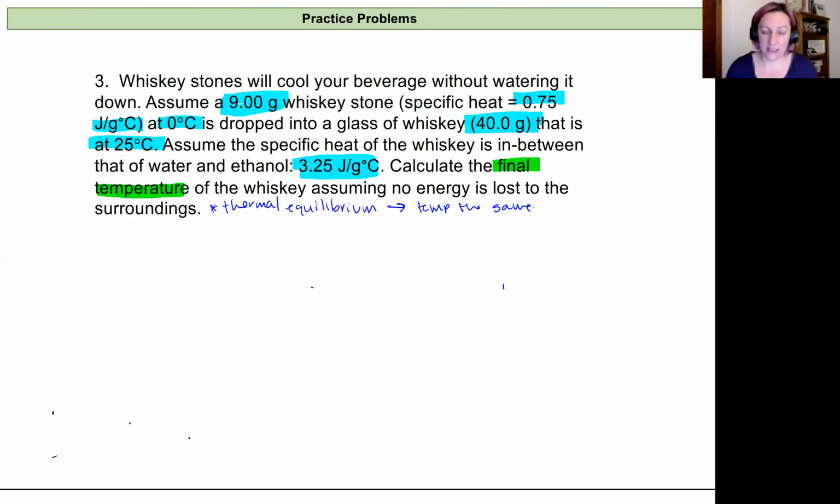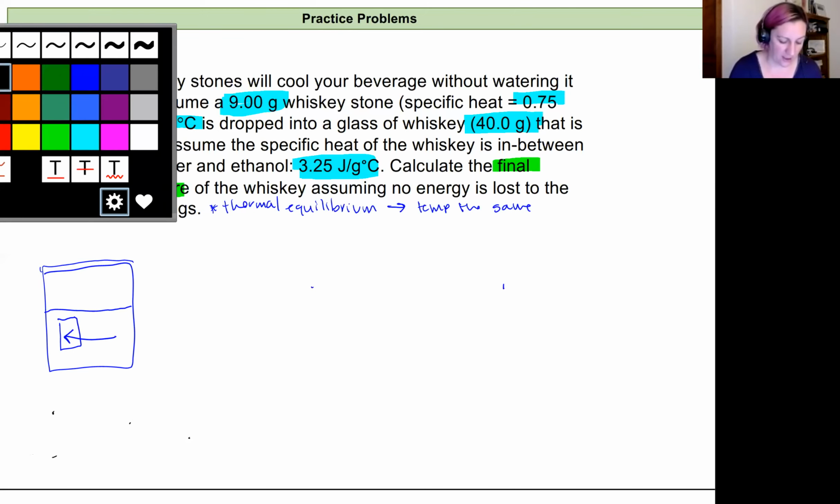Again, I really like doing this with a drawing. It helps me quite a bit. So I've got a glass. It's not a very pretty glass, but there we go. With my liquid and with my stone. And the stone is cooler than the whiskey. So I'm going to see heat spontaneously transfer from the whiskey into the stone. Now, let's track the information that we have here that we've been given.